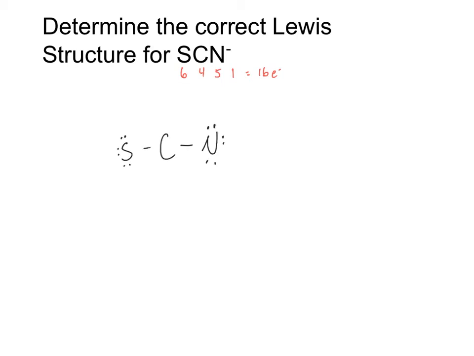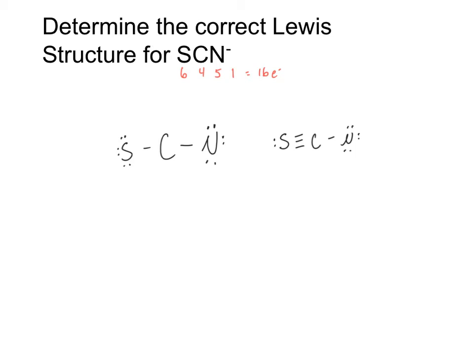So now we have used all 16 electrons, but we see that carbon does not have an octet. Now here, we could actually do several different things. We could either take 2 of the lone pairs here from sulfur and put those between sulfur and carbon, forming a triple bond between sulfur and carbon, giving us this Lewis structure.